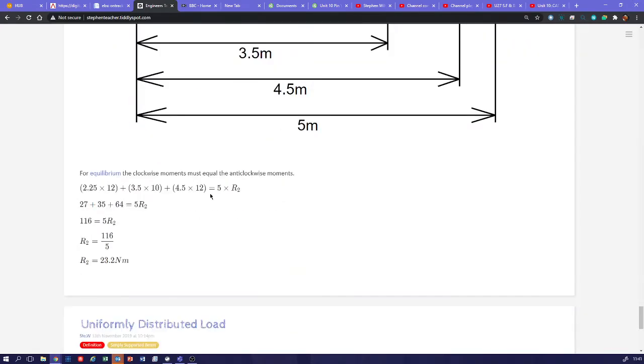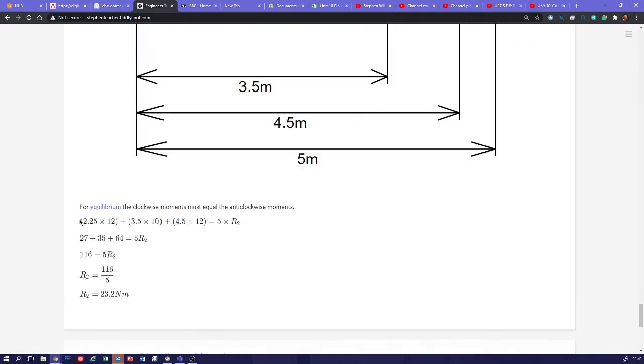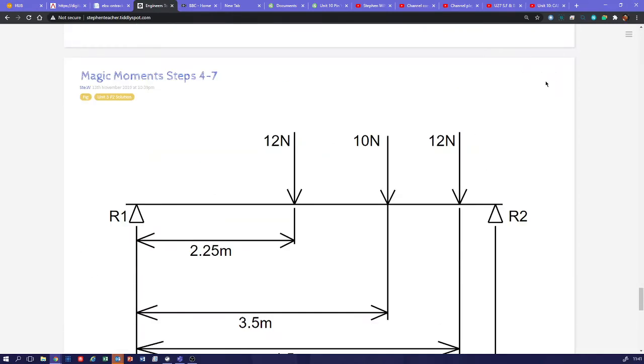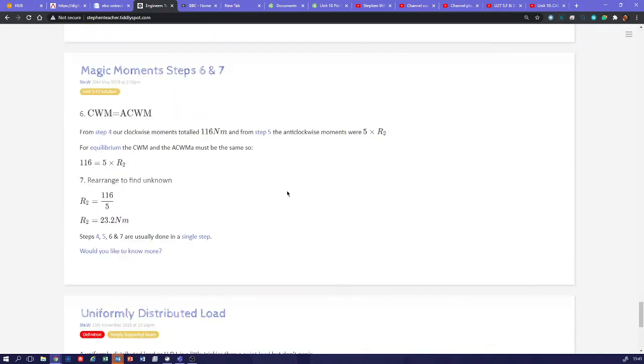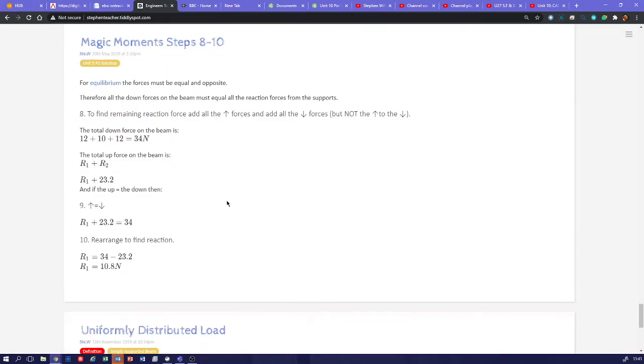What that looks like is this. Instead of having each little sum on its own line, we've put them all together in brackets to indicate that we do the thing in brackets first. Then we've got the anti-clockwise moments on the other side of the equation, so 5R2. Hopefully you can see it boils down to the same answer here. All right, let's close that and carry on.